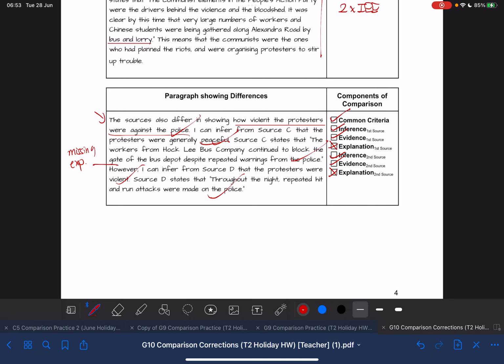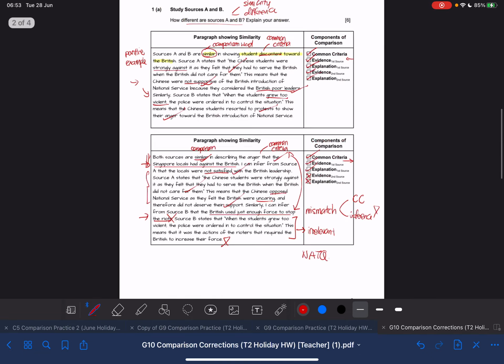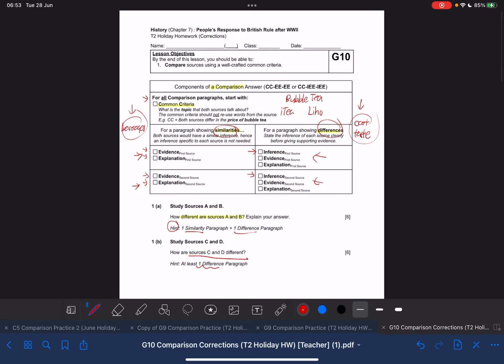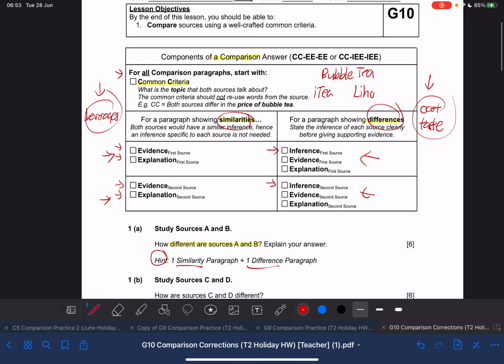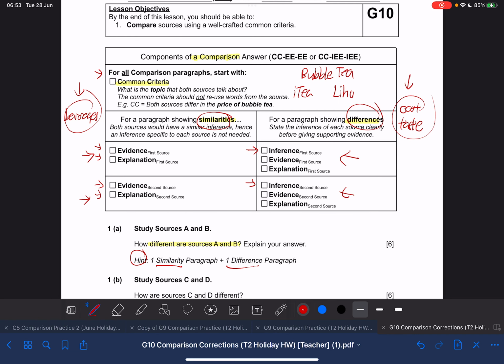Okay, now let's sum up what we have just done in this video. In this video, what we have done is to go through or to refresh ourselves on the components or the different parts that make up a comparison answer. We notice that whether or not this is a similarity paragraph or difference paragraph between the sources, you must always start with the common criteria. This is the most important thing.